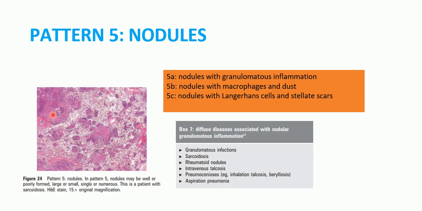This is a case of sarcoidosis in which multiple numerous nodules are seen. So the nodule pattern can be either with granulomas, or with macrophages and dust, or with Langerhans cells and stellate scars. And the granulomas can also have multiple etiologies, like most commonly infections, then sarcoidosis, rheumatoid nodules, pneumoconiosis, aspiration pneumonia, and so on.